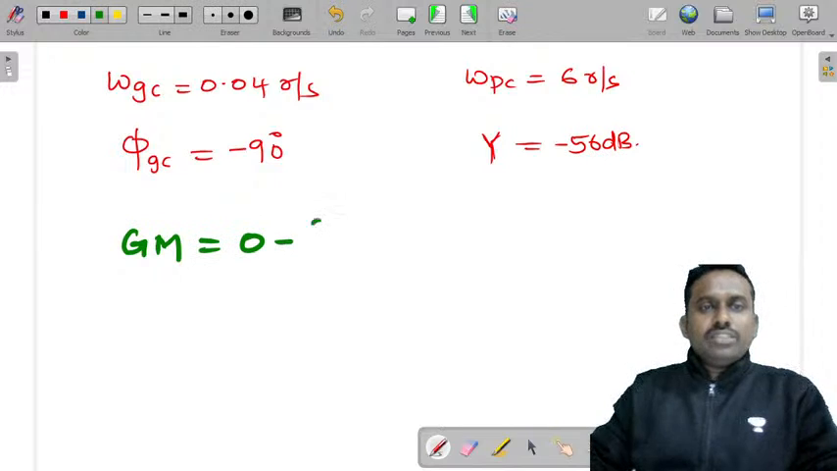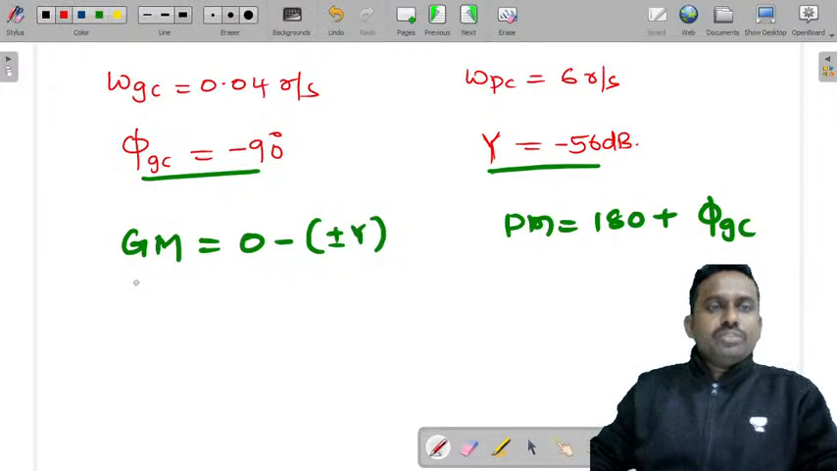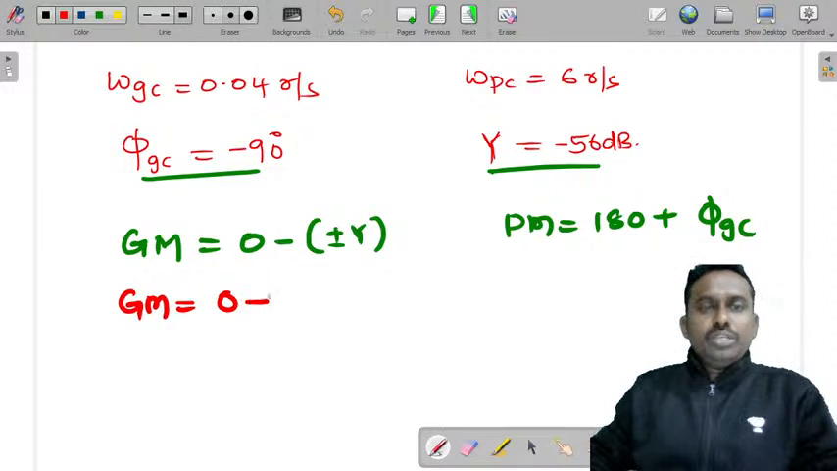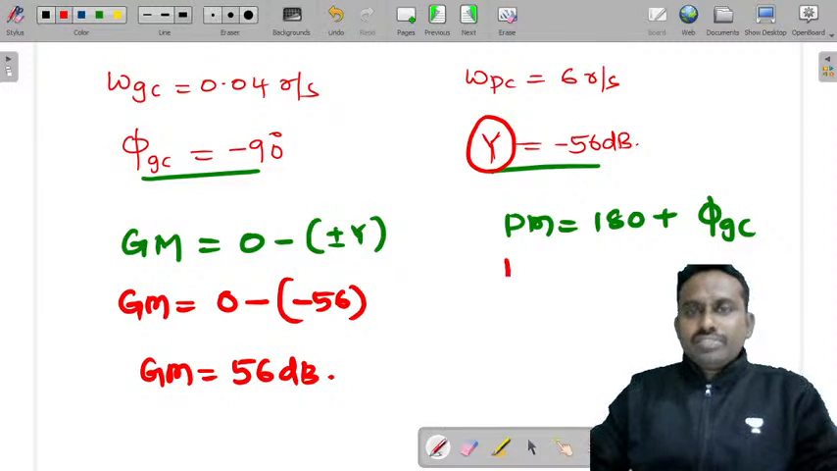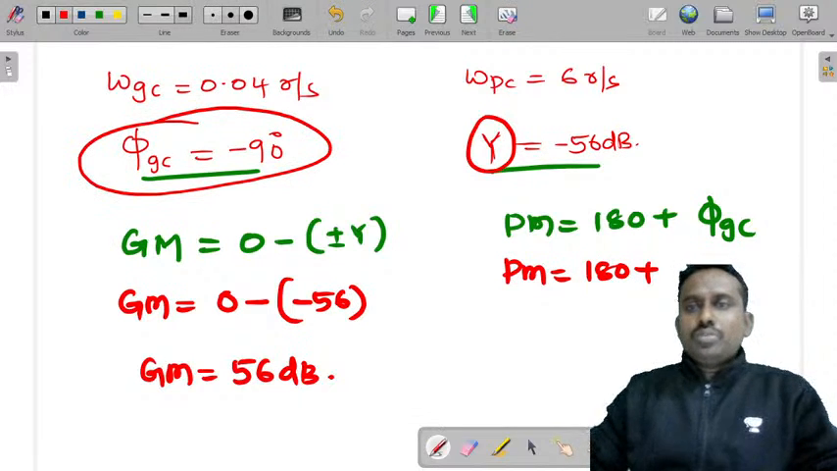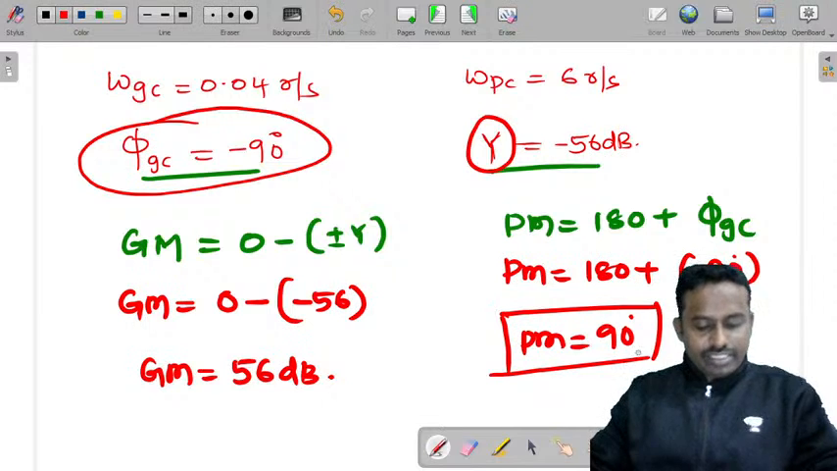From this you can write gain margin, we know it as 0 minus or plus y, and phase margin as 180 plus phi GC. That's the reason I have found y and phi GC. So substitute this value. Gain margin is equal to 0 minus, what is this y? Is it plus or minus? Minus. So what is the value? Minus 56. So what is gain margin now? 56 dB. Now what is phase margin? It is equal to 180 plus phi GC. You have got it here. So that is minus 90. So what is phase margin? It is equal to 90 degrees. Both of these are positive, then the system is stable.